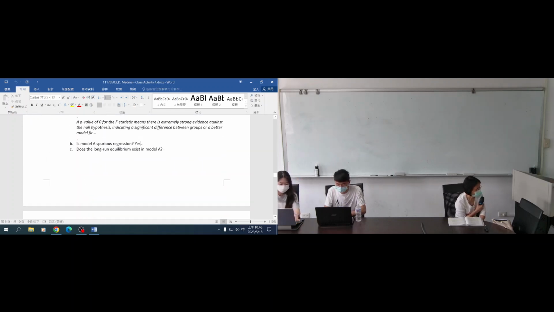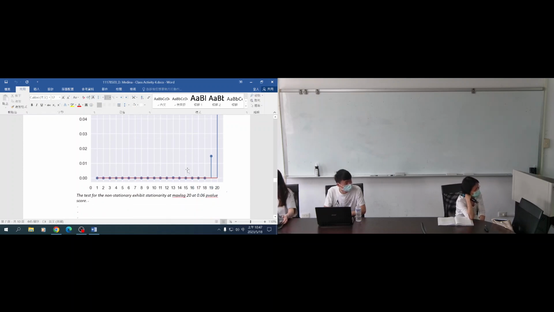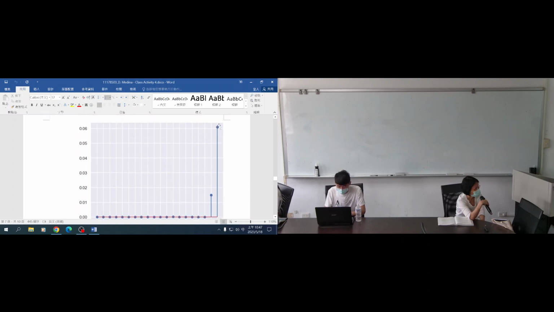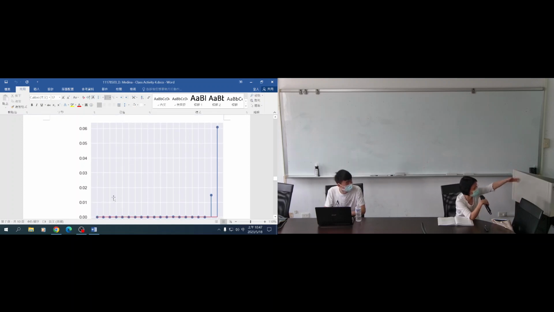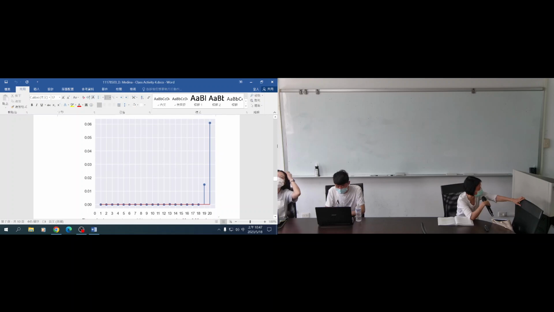So I did the unit root test for the residuals. The only acceptable p-value is at the 20th max lag, which is 0.06, which is still pretty low. The y-axis is the p-value, and this is based on the residuals. The horizontal axis is the lags, right?